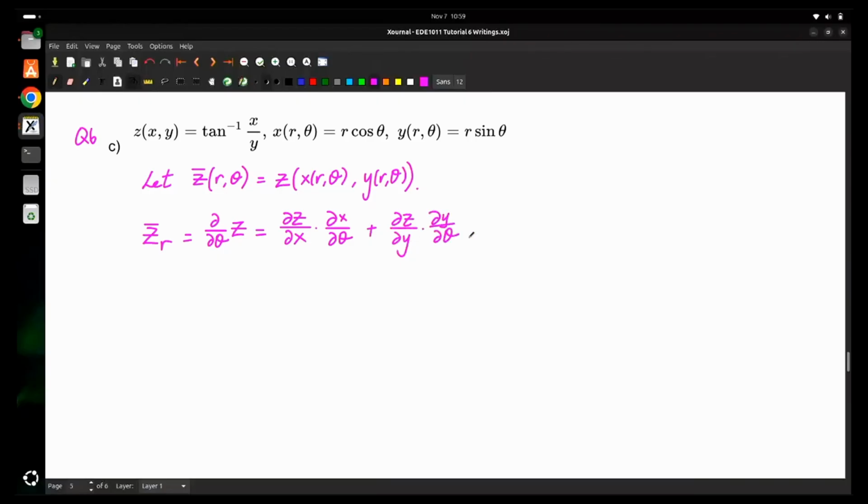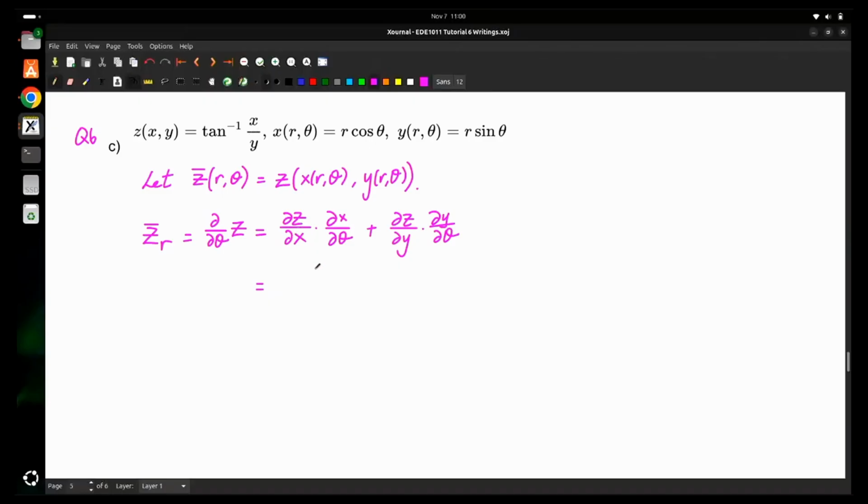Because you have only two variables, x and y, that depend on r and theta. So you can imagine when theta changes, it's going to cause x to change, and then it's going to cause y to change. Then when x and y change, it's going to cause z to change. So you must sum up the two changes with respect to x and y. Then if you write this down, you just differentiate accordingly.